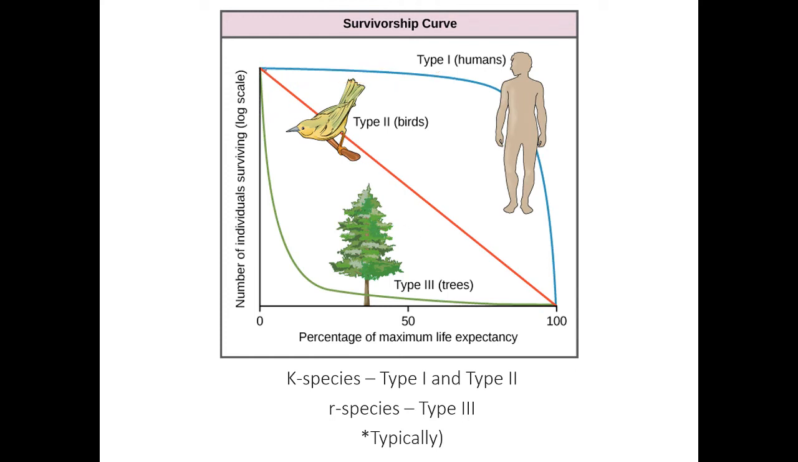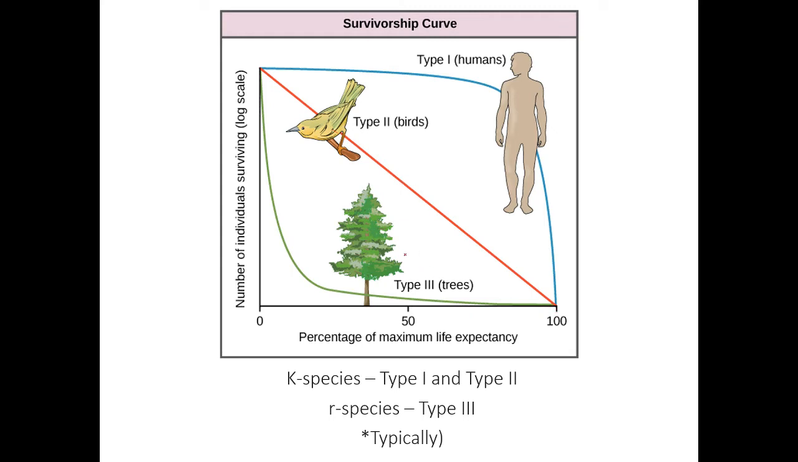Type 2, one example is birds. There's really just a continual linear kind of regression where their ability to survive just keeps going down. All this means is that many of their species from birth will survive. As they get older, their likelihood of survival goes down.